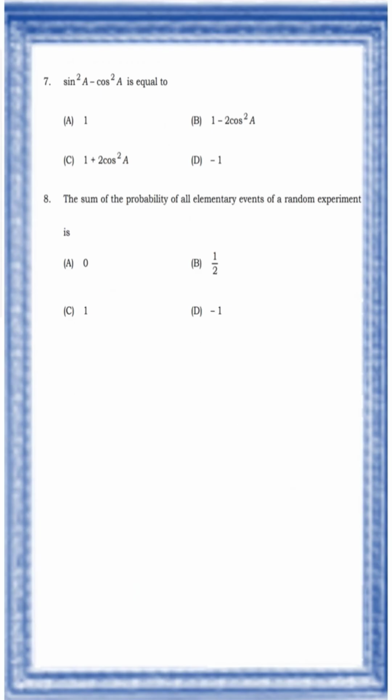Now the seventh question: sin square A minus cos square A is equal to... 4 options are given. Observe the options. Here cos square A, here also cos square A is given. So now let us convert sin square A into cos square A. How? Sin square A is equal to 1 minus cos square A.